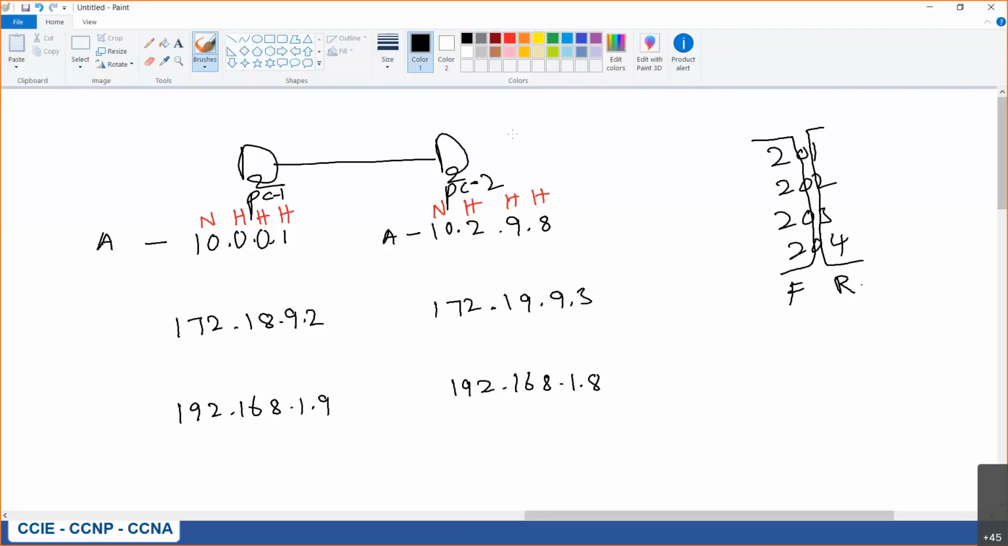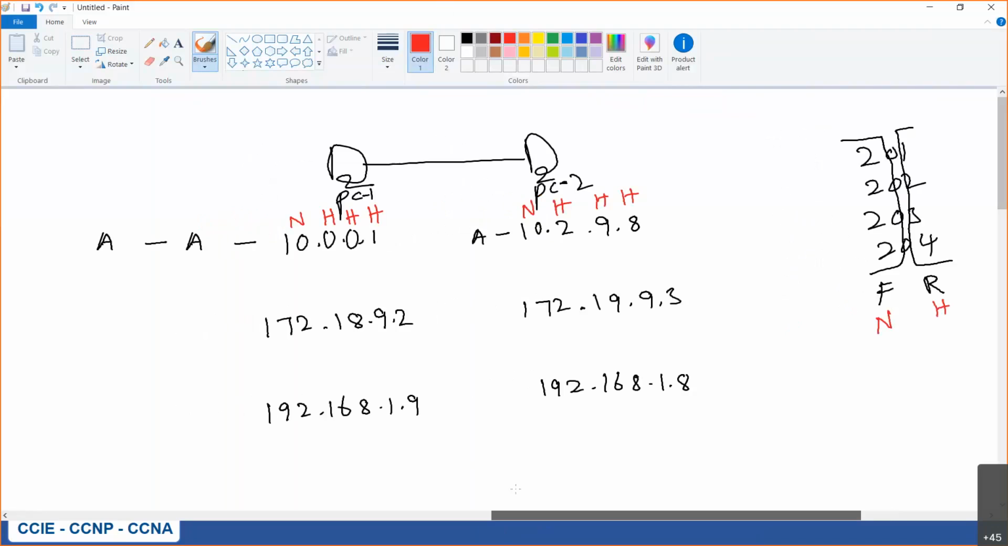Okay. So similarly, floors are nothing but your network portion. Rooms are nothing but your host portion. So for PC1 and PC2 to communicate, both PCs should be on the same floor, I mean the same network portion. Now let me check here. PC1's first octet is the network portion. Which floor is it? 10th floor. Your PC2's first octet is a network portion, meaning 10th floor. Now are both on the same floor or different floors? I mean, both in the same network or different network?